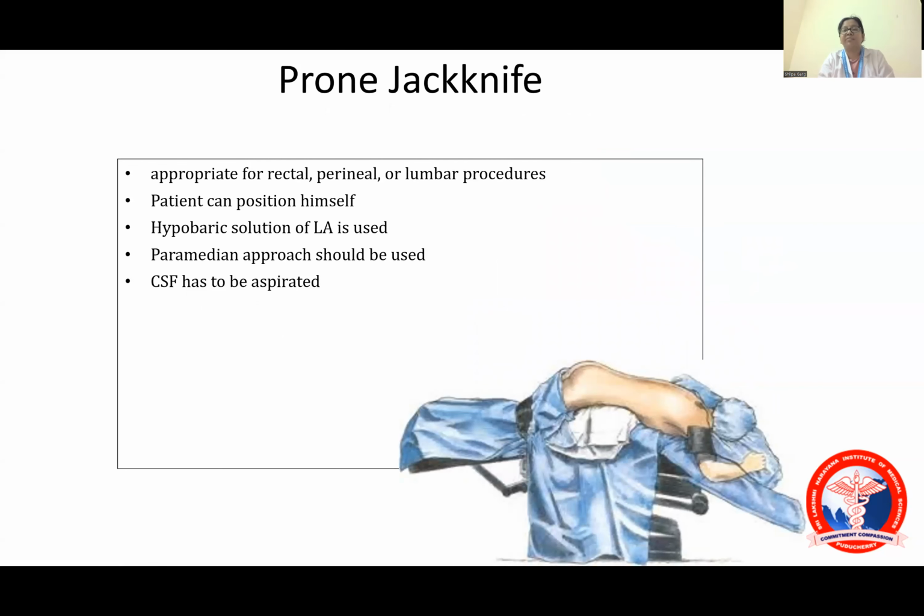Next is prone jackknife position. This is a very rarely used position and is not a very desirable position as an anesthetist. May be used for rectal, perineal, or lumbar procedures. In this, patient can position himself and hypobaric drug is used. What is hypo and hyperbaric? We'll discuss in later slides. In this, CSF will not flow on its own because gravity is not acting. So CSF will have to be aspirated through spinal needle in this position.